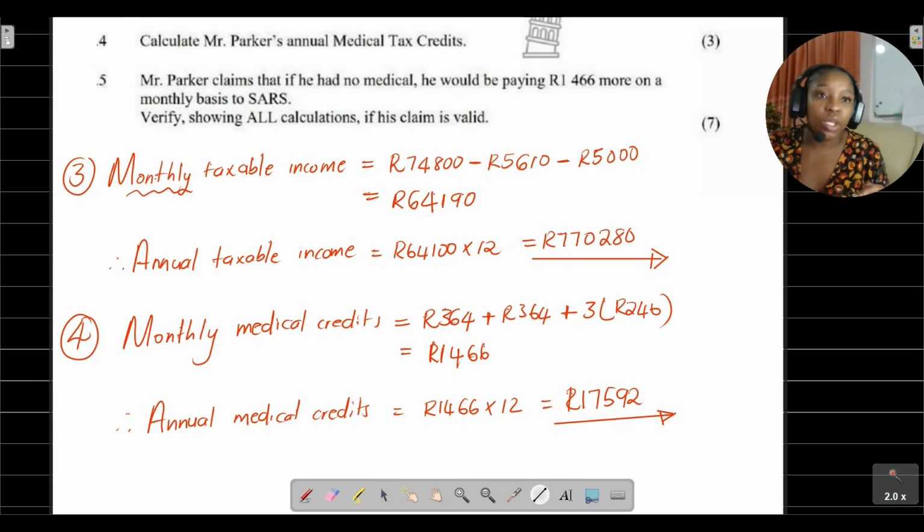The first thing that we need to do is we first want to calculate how much does he pay towards his tax with medical aid. Then we want to calculate how much he pays towards his tax without medical aid. Then we want to look at what is the difference. Okay, that is where our thinking is supposed to be, right? We want to first calculate how much will his tax be with medical aid, how much will it be without medical aid. Then we want to find the difference so that we can then verify whether his statement is correct.